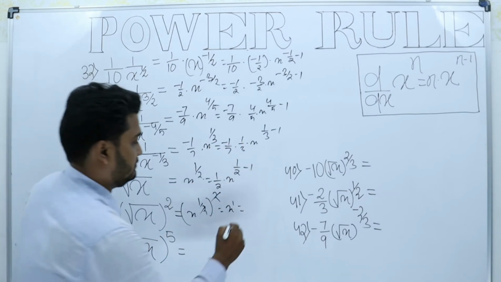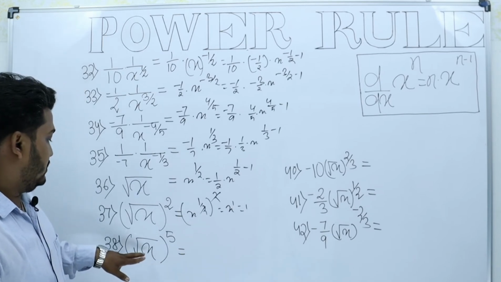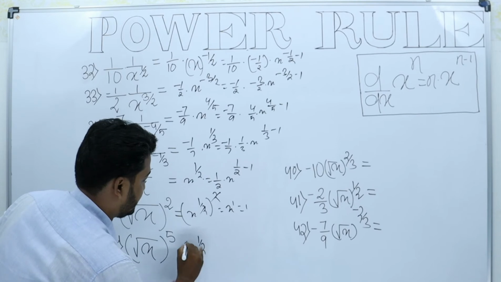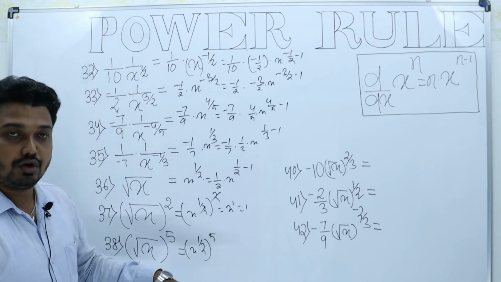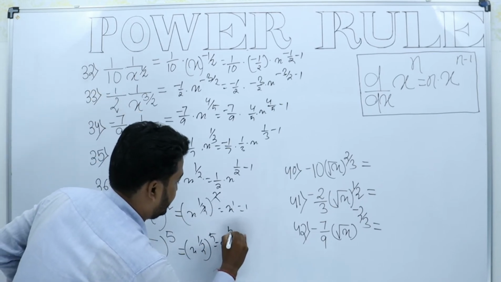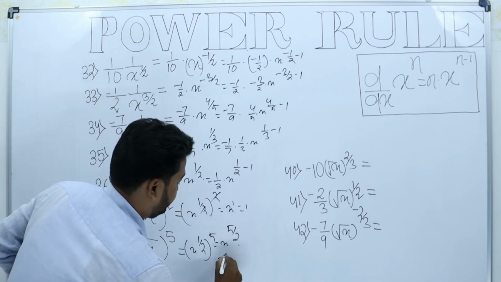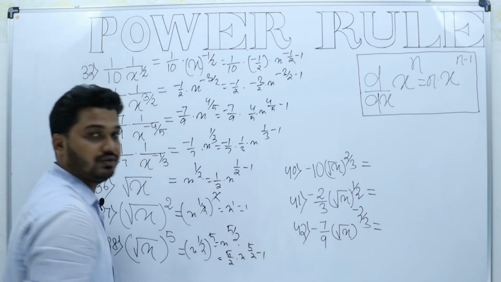1x 1 minus 1. That means it is your only 1. Answer is only 1. Root x power 5. Root x means we know its power is 1 by 2 and whole to the power 5. Power got multiplied, 1 by 2 multiplied with 5. We got x to the power 5 by 2. And the derivative is 5 by 2 x to the power 5 by 2 minus 1.